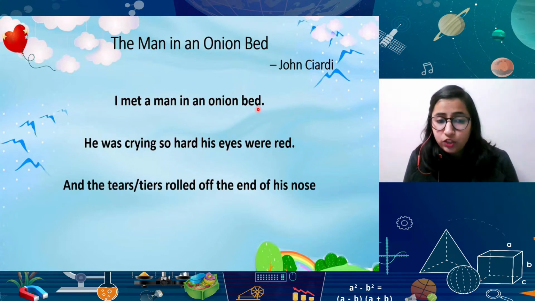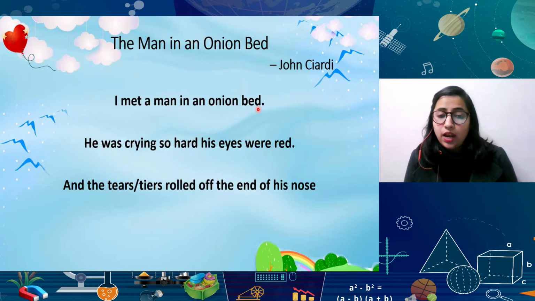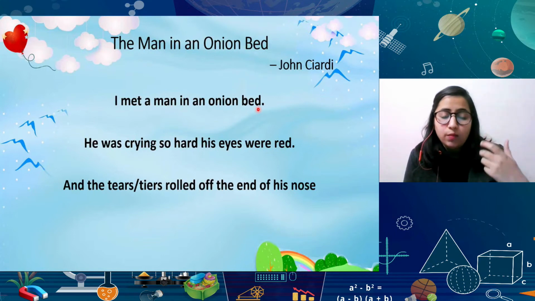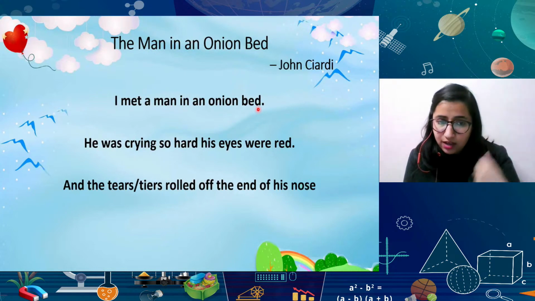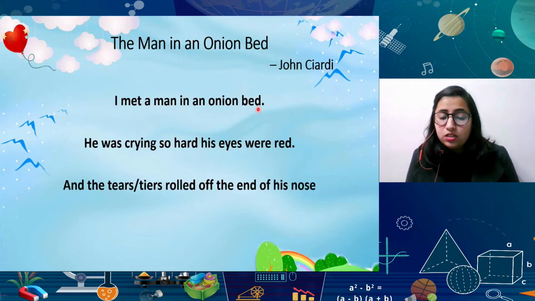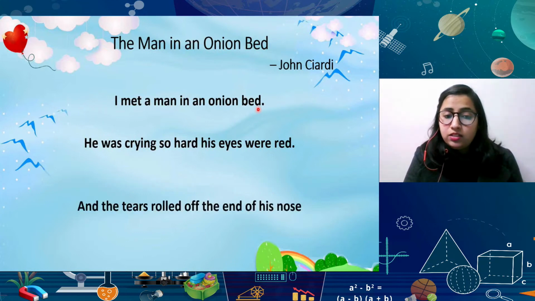Now, if you pay attention, we have 2 spellings here again, T-E-A-R-S, and T-I-E-R-S. Both are pronounced the same, tears, right? The first tears refers to the liquid that comes out of one's eyes when one is crying. And because this person is crying, this tears is what fits in this sentence. So I will pick this word and complete my line. And the tears rolled off the end of his nose.